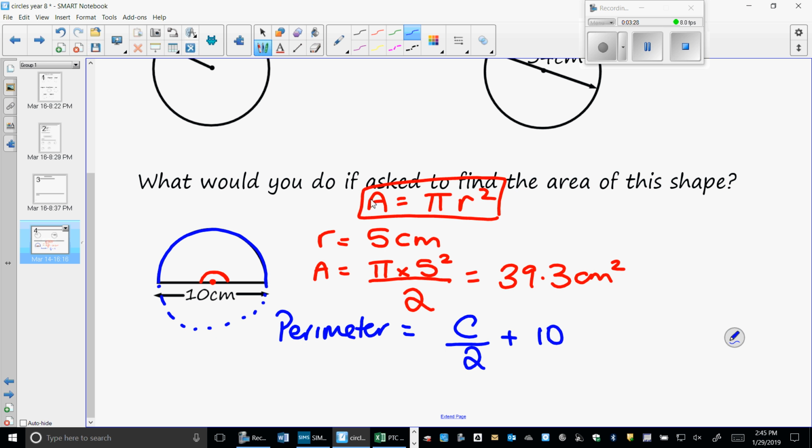So far, so good? Now, obviously, that's for this particular question. You're not always going to add 10. So where do you get 10? This part here represents this blue bit. We hadn't included this bit in the perimeter, have we? And we know that measurement is 10. So that's how we'd find the perimeter of this particular shape.